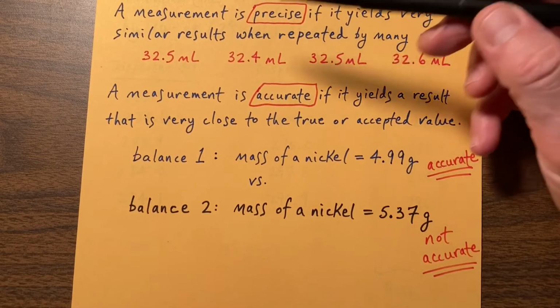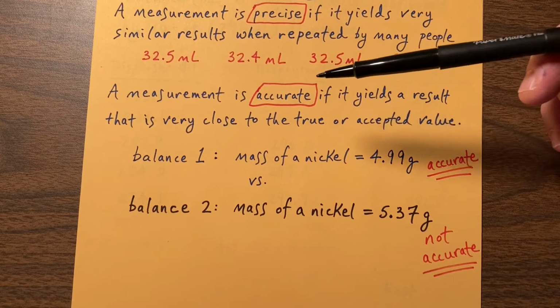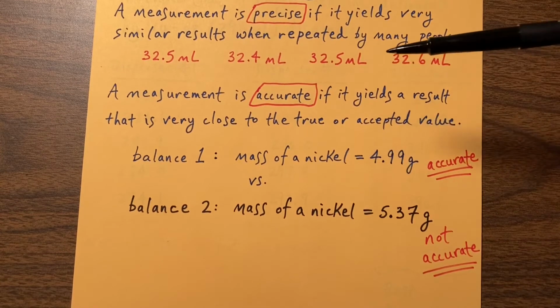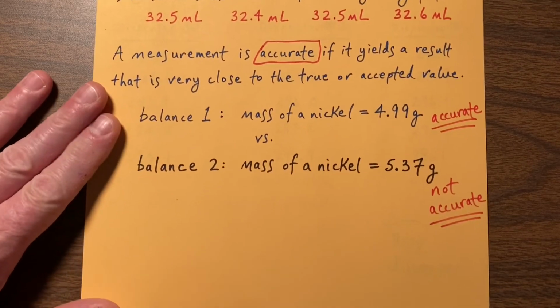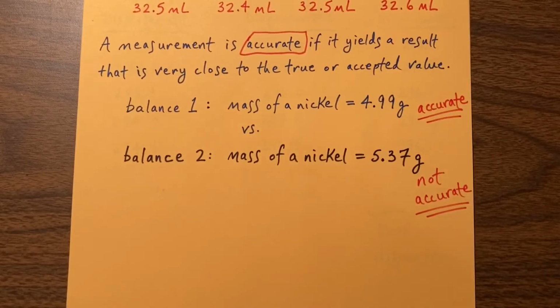Compare that to a measurement that we say is accurate. A measurement that's accurate means it yields a result that's very close to the true or accepted value. So we know that a nickel, 5 cents, weighs pretty much exactly 5 grams.